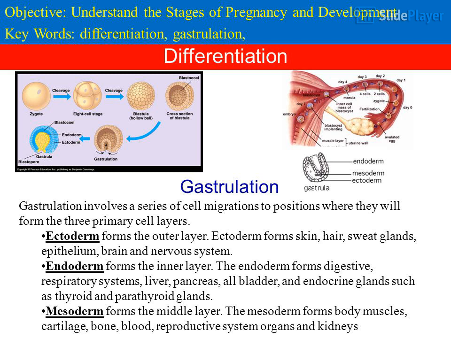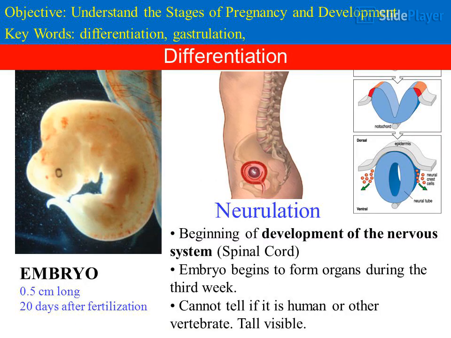Endoderm forms the inner layer. The endoderm forms digestive and respiratory systems, liver, pancreas, gallbladder, and endocrine glands such as thyroid and parathyroid glands. Mesoderm forms the middle layer. The mesoderm forms body muscles, cartilage, bone, blood, reproductive system organs and kidneys. Neurulation. Differentiation. Embryo.